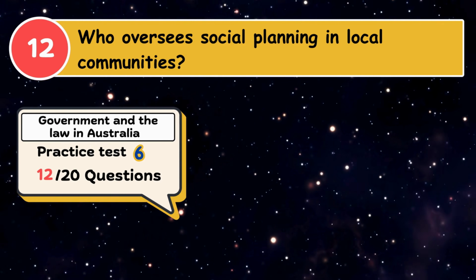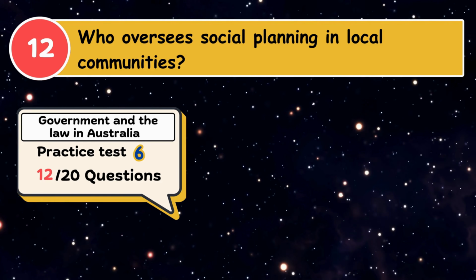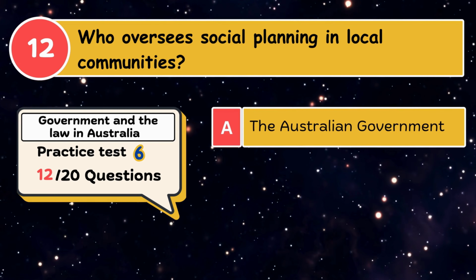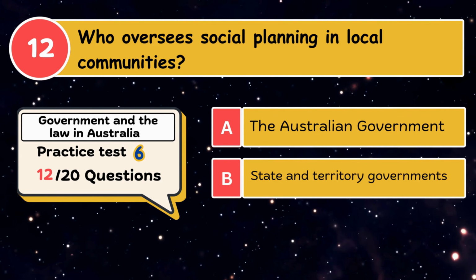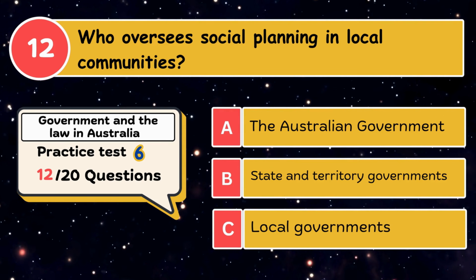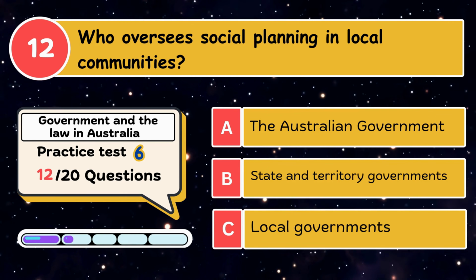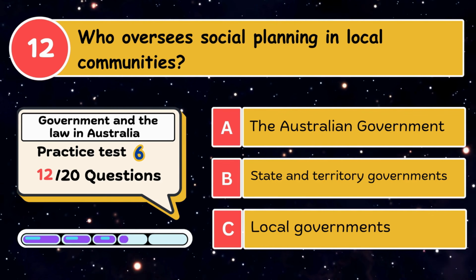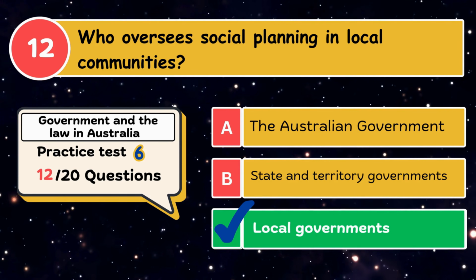Who oversees social planning in local communities? A. The Australian government. B. State and territory governments. C. Local governments. The correct answer is local governments.